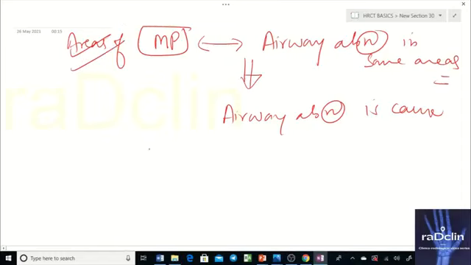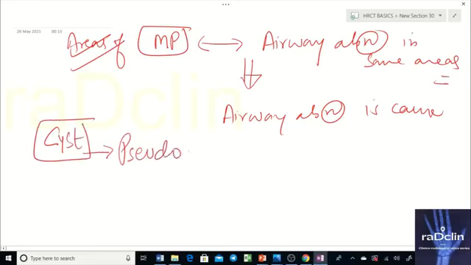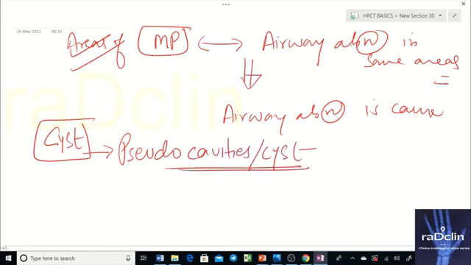Two other causes were emphysematous changes or cyst. I discussed that a cyst can also cause a circumscribed area with a wall. Now cyst is also important. One thing that we need to know about the cyst is that there is something called pseudocavities, to be very precise, not pseudocyst. Why?